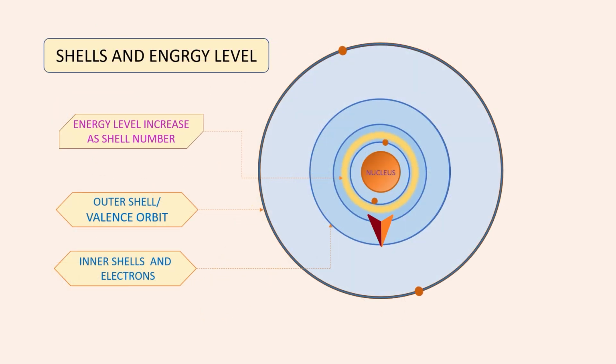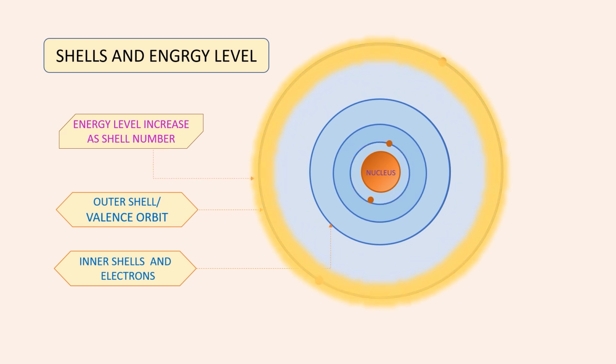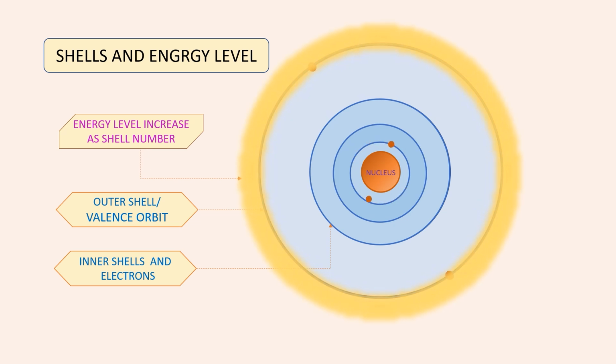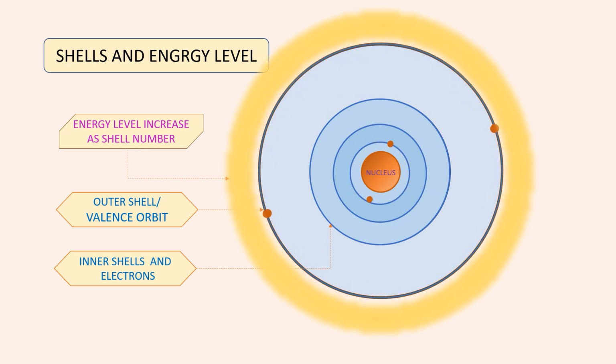The energy level of electrons increases as we move outward from the nucleus. This means outermost shell electrons have the highest energy level. Electrons in the inner orbits are tightly bound to the nucleus. As the orbit or shell number increases, the bonding between the electrons and the nucleus reduces.